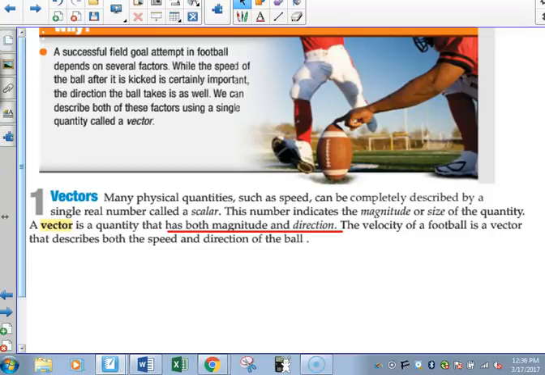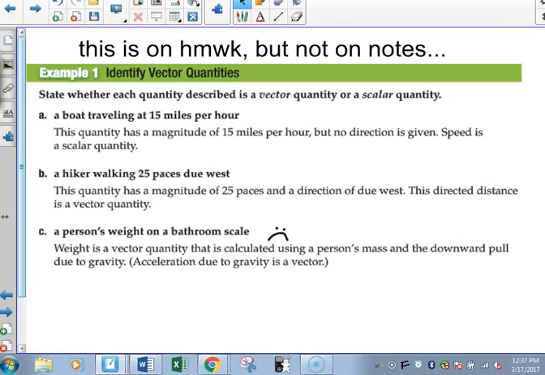So you need to be able to do this. The first 6 questions on the homework are just, is this a vector or a scalar? A vector has to have direction and size or magnitude. The velocity of a football is a vector that describes both the speed and direction. If the guy kicks the ball at 20 feet per second, which is probably really slow, I don't know, and at a 60-degree angle to the ground, that would be describing that as a vector. Sound familiar? We just did that with parametrics, right?